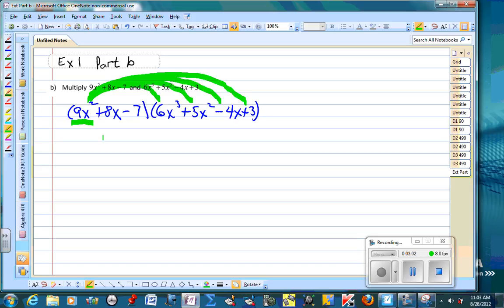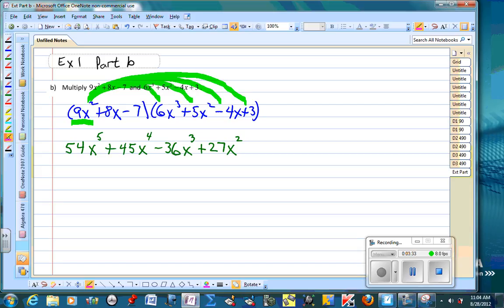So 9 times 6 is 54. And x squared times x cubed is x to the 5th power. Now 9 times 5 is 45. X squared times x squared is x to the 4th power. 9 times negative 4 is negative 36. X squared times x is x cubed. And 9 times 3 is 27. X squared times no variable at all remains x squared.